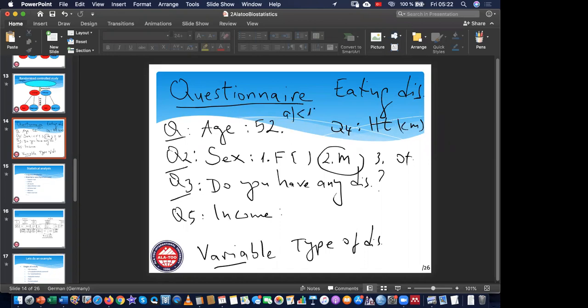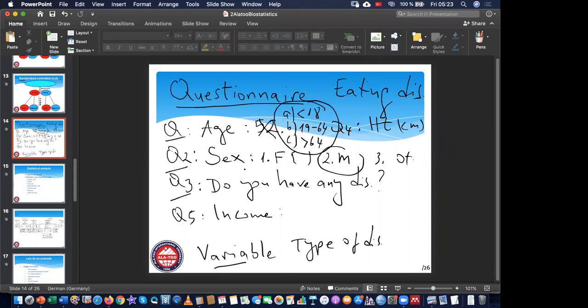A, below 18. B, 19 to 64, let's say. C, above 65. So in this case, if I ask age instead of as an integer or continuous variable, and I categorize it, then age becomes what kind of data?